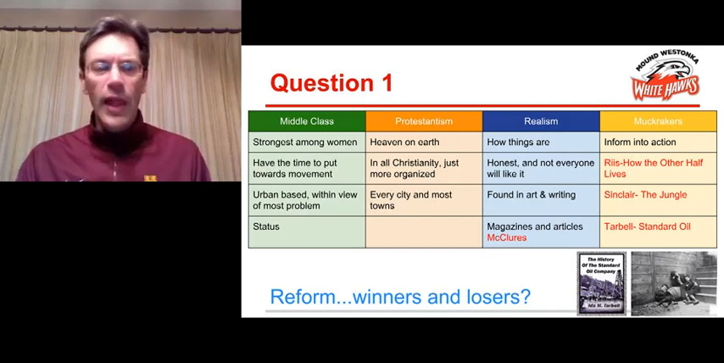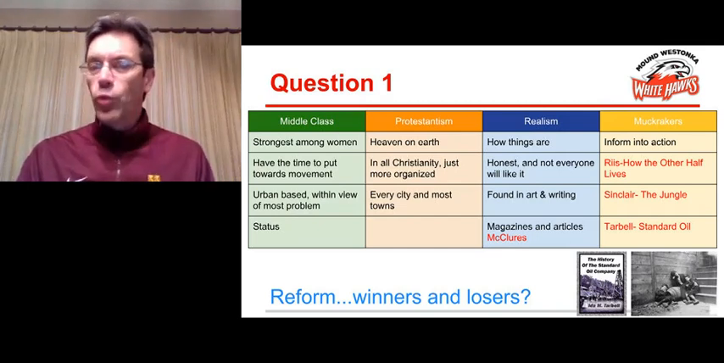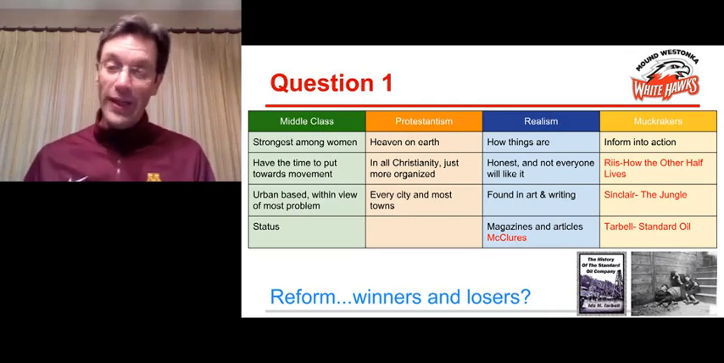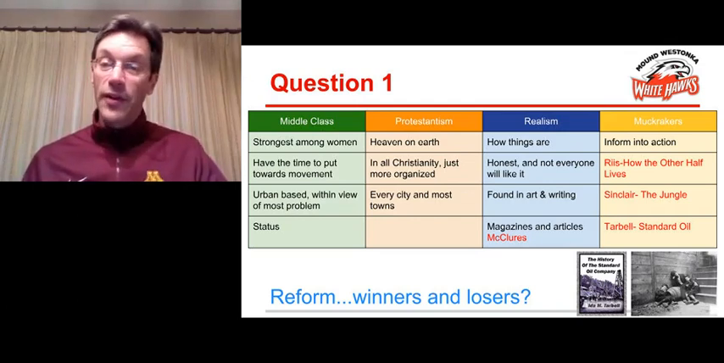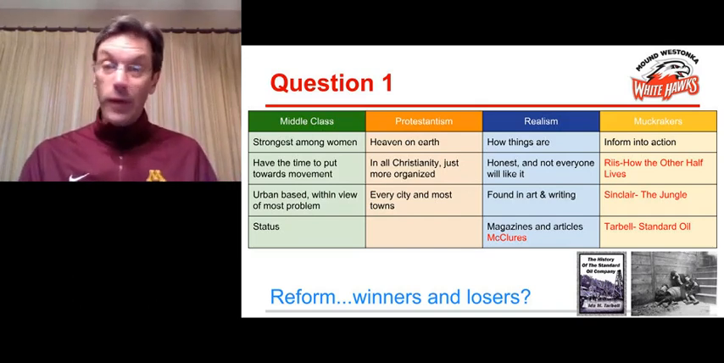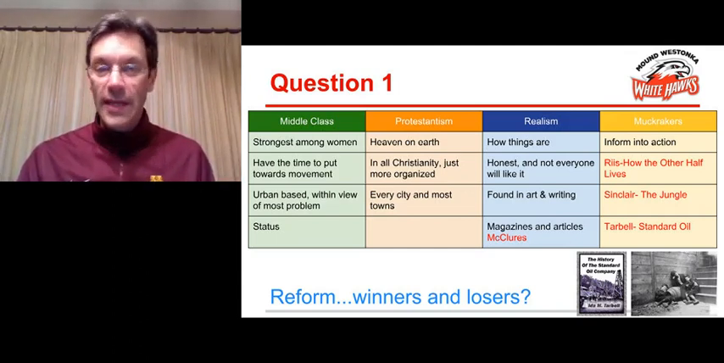Well, let's look at the middle class. Strongest amongst women in the middle class. They have the time to put towards the movement. If you're going to have a volunteer movement, which is essentially what it is, it's best to find volunteers from those that have time. The working poor are not going to have the luxury of time like middle class women will during this time period.